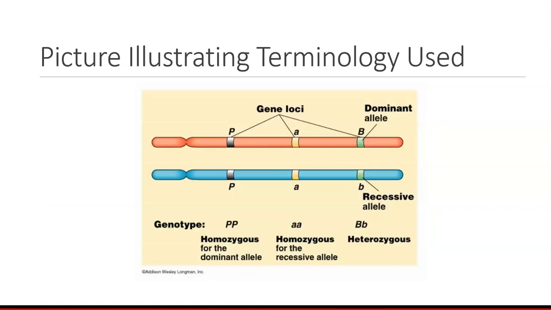So here's a slide that illustrates the terminology we just used. Gene loci, the location. In this illustration, a large uppercase letter is a dominant allele. A lowercase letter is a recessive allele. And so on the very bottom, you can see which genes or traits are homozygous.